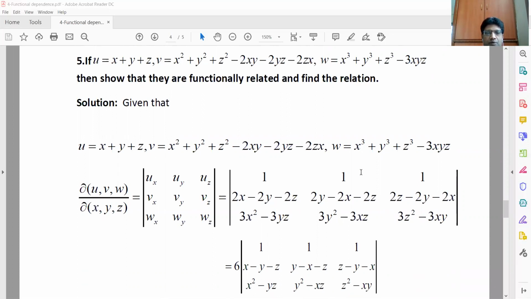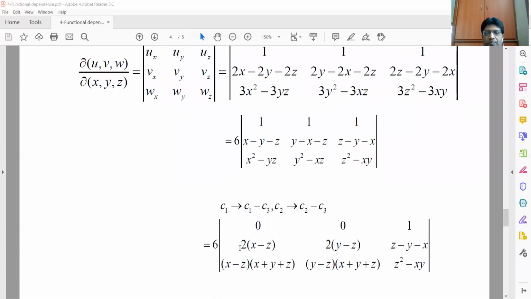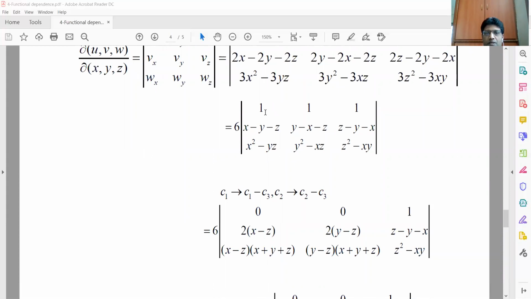So u, v, w is given. The same formula is applied. According to the formula, u sub x is 1, u sub y is 1, u sub z is 1. With respect to x, for v it is 2x, minus 2y, minus 2z. Like that you will get the 9 derivatives. In the second row 2 is common, in the third row 3 is common. So I took them out, so it became 6. Next I applied C1 minus C3, so we got this one. Next C2 minus C3, we got this. This is just for the comfort of evaluating the determinant, I subtracted.